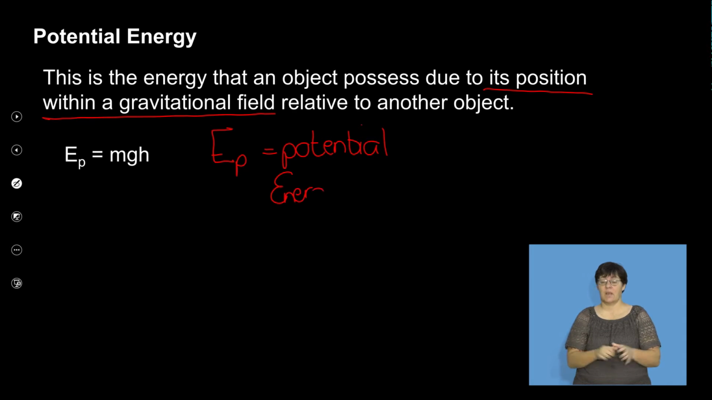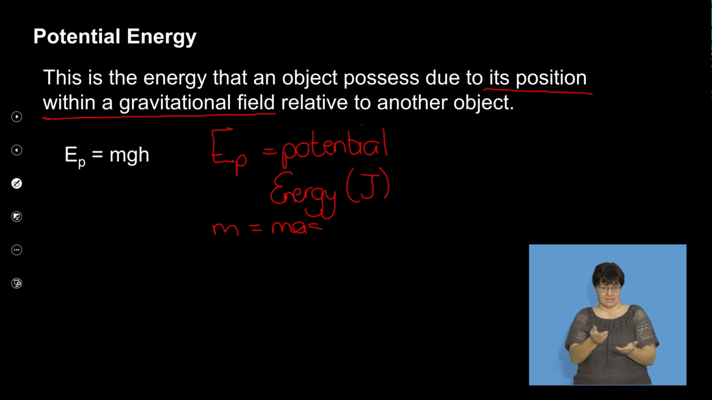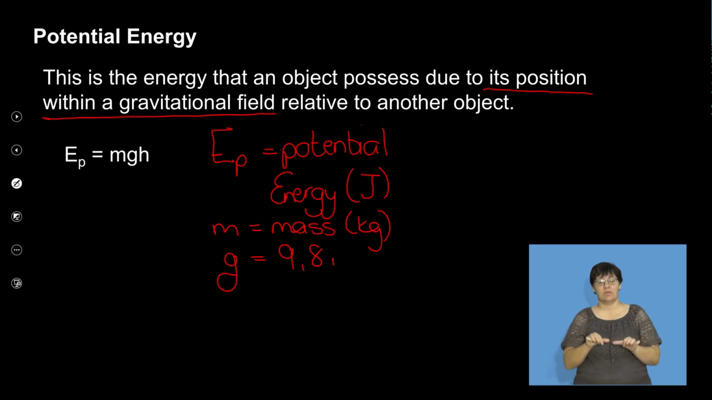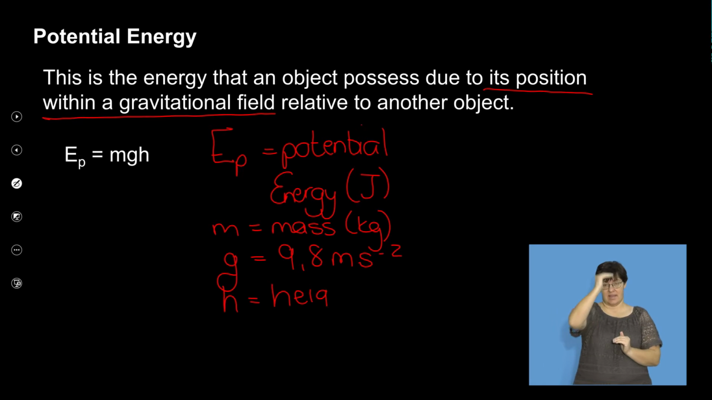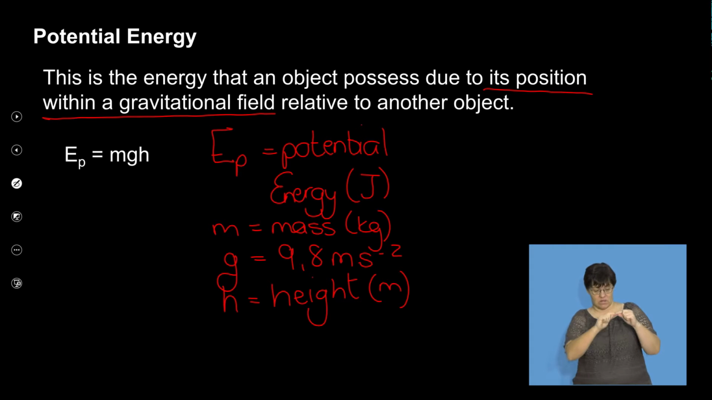and we measure that in joules, capital J. M is mass, which we measure in kilograms. G is acceleration due to gravity, which is a constant 9.8 meters per second squared. And H is height. All right, and that is height from a reference point. So we need to know where I'm measuring it from.